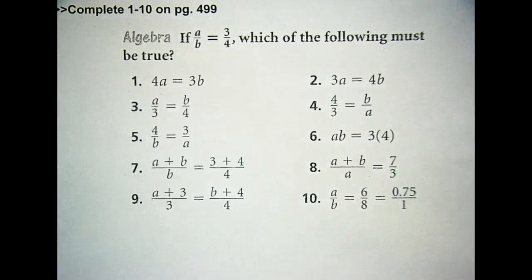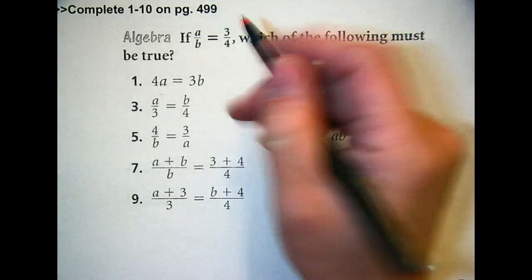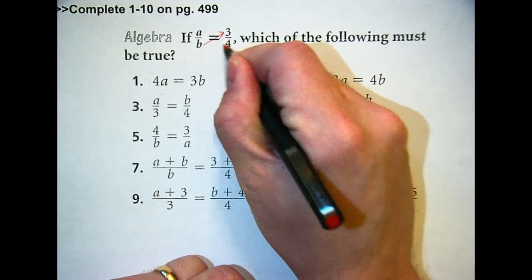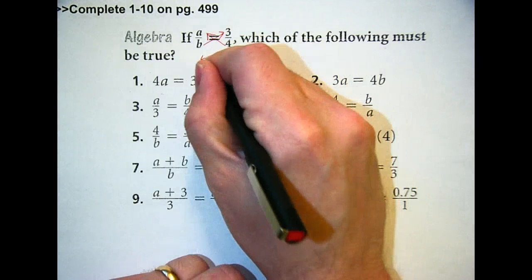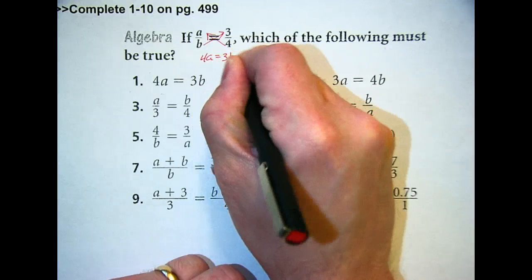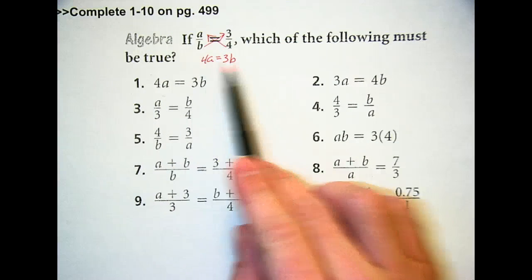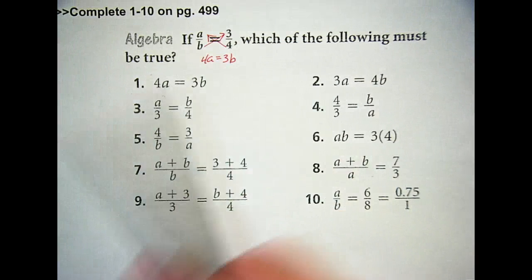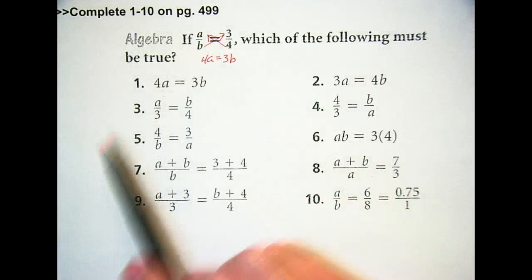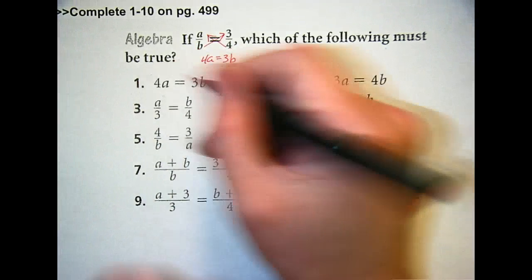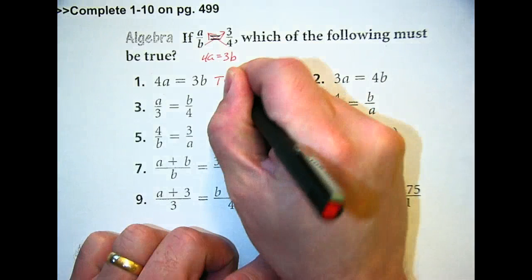For those of you still struggling, here's a hint for you. Start by cross multiplying. 4a equals 3b. How many of those have that proportion? Or that, once you multiply them out with that proportion, how many give you that equation? Definitely this one, I hope. Okay?